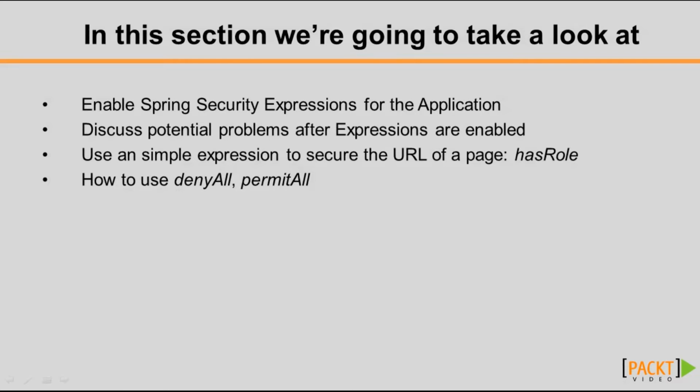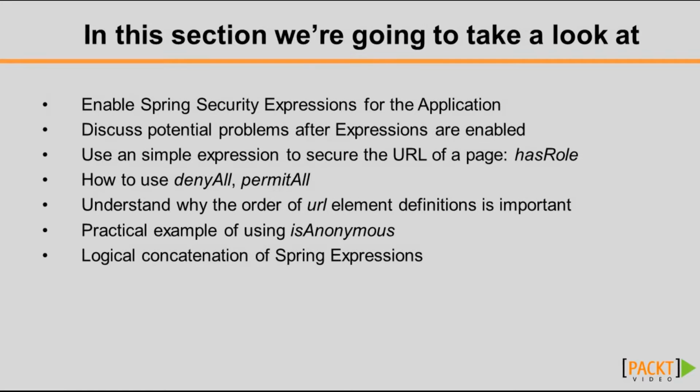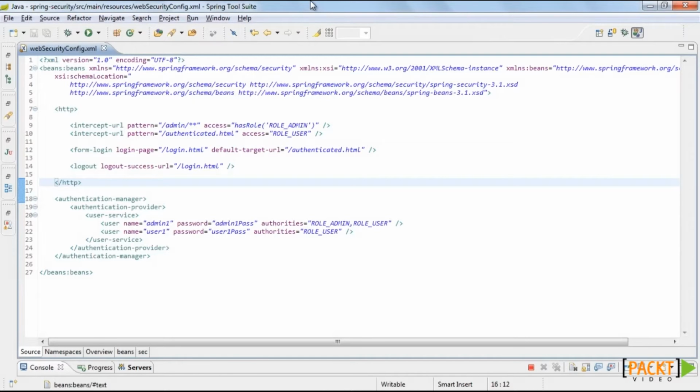Next, we'll learn how to use deny all and permit all, and we'll discuss why the order of the URL element definitions is important. We'll look at a practical example of using isAnonymous, and we will finish by concatenating two Spring expressions to form a more complex expression. So let's begin this video by looking at some practical examples of expressions that Spring Security provides.